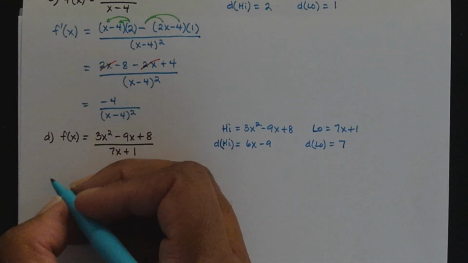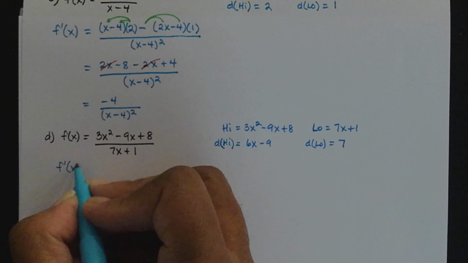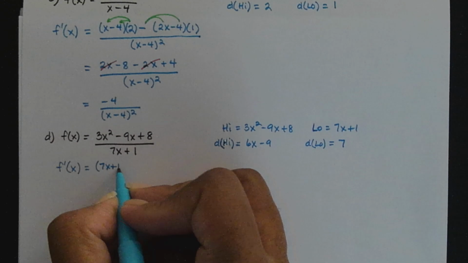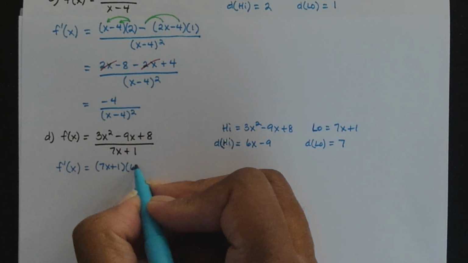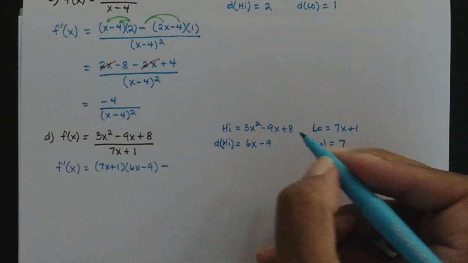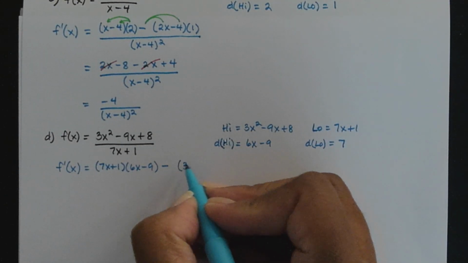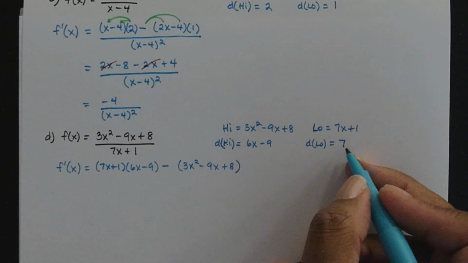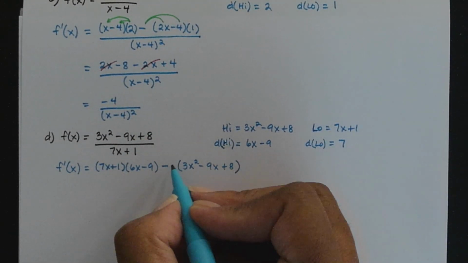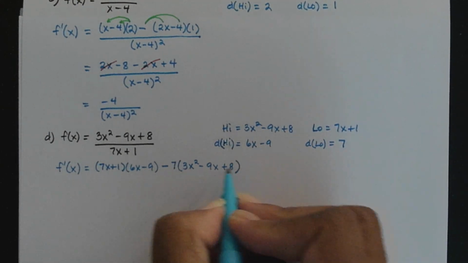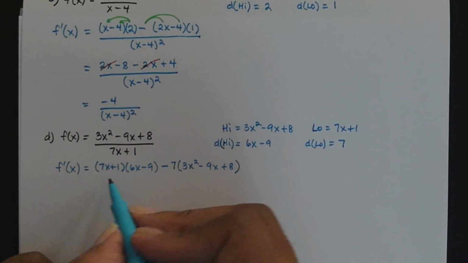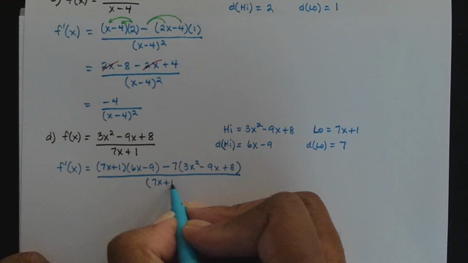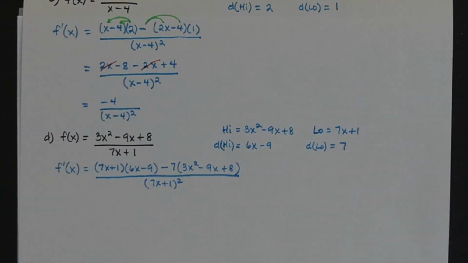So now we can find f prime of x. It would be the low, which is your 7x plus 1, times the derivative of the high, that's 6x minus 9, minus the high, which is the 3x squared minus 9x plus 8, times the derivative of the low, that's 7. And you know what I'm going to do here? Put the 7 in front of that 3x squared minus 9x plus 8. All that's divided by the square of the low, 7x plus 1 quantity squared.